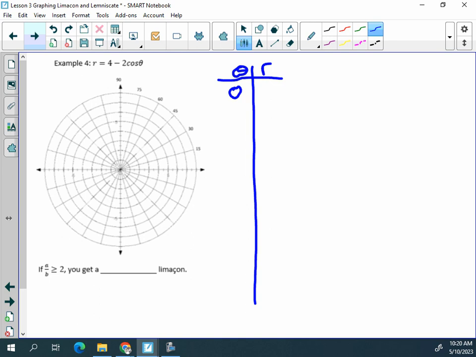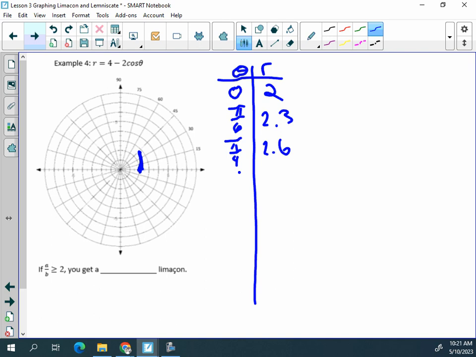So if we plug in 0, cosine of 0 is 1, times 2 is 2, 4 minus 2 is 2. So 0, 2 is where we're going to start. Pi over 6, cosine of pi over 6 is square root of 3 over 2, times 2 is just square root of 3, and 4 minus square root of 3 is about 2.3. All right, pi over 4, cosine of pi over 4 is root 2 over 2, times 2 is just root 2, and 4 minus root 2 is about 2.6. So 2.6, somewhere in here.